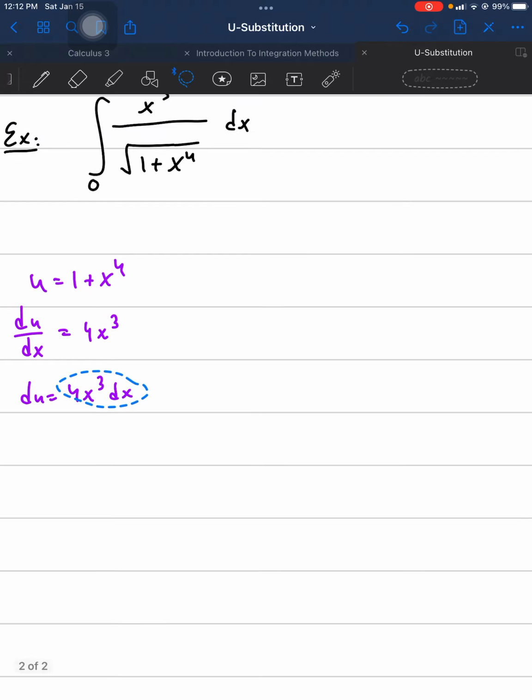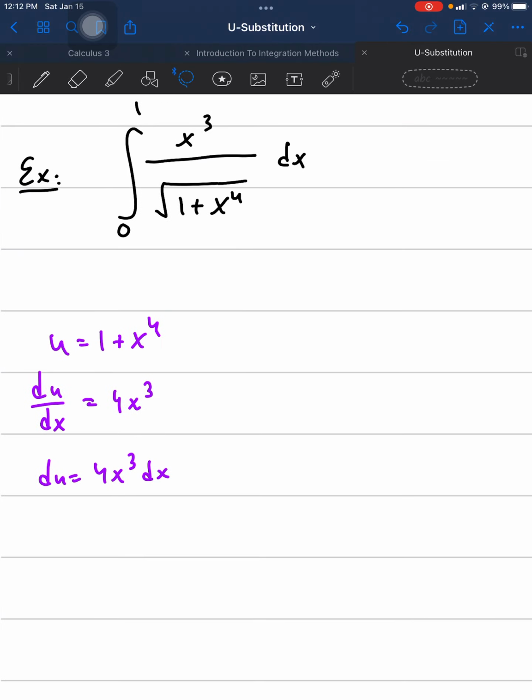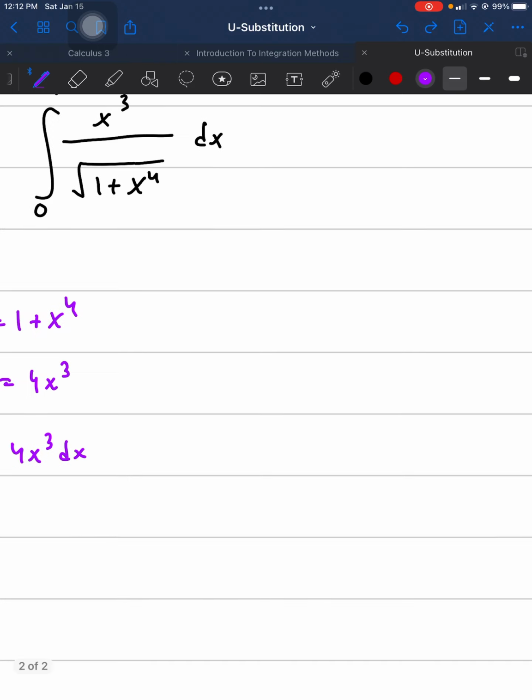So we look back at the original function, and we see that in the original function we have a dx, so we're good with the dx. We have an x cubed right here, but we don't have a 4. And the good thing about U-substitution is we can actually add in 4s, as long as we cancel it by putting its reciprocal outside of the integral. So let's do that right now.